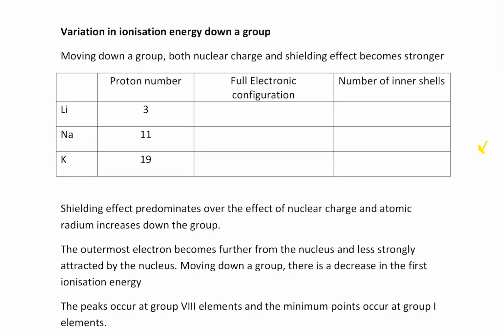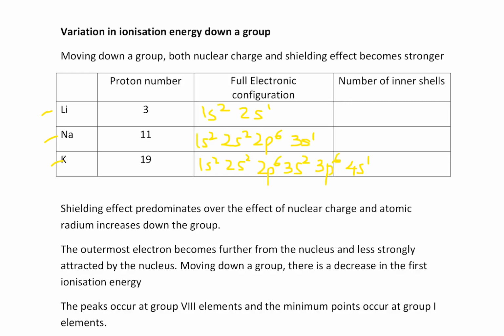Hi guys, so this video is going to be the second part of that unit. So we've seen the variation of ionization energy across a period. Now we're going to see it down a group. So we have three elements here that are from group 1. So let's see the electronic configuration and the number of inner shells.